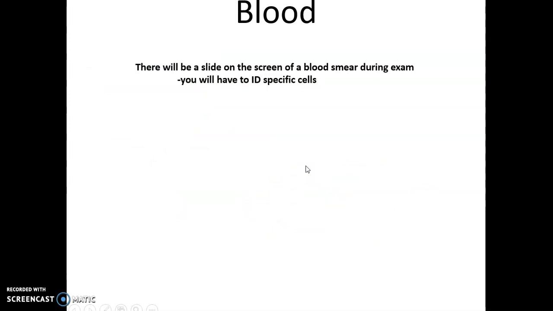All right, on the exam, you will see a slide on the screen, and you will have to be able to identify some of the different kinds of blood cells that you can see in blood. So you will have to be able to identify and name these cells using terms like neutrophil, monocyte, lymphocyte, eosinophil, basophil, erythrocyte, and thrombocyte. Again, erythrocyte, don't write red blood cell, and thrombocyte, don't write platelet.